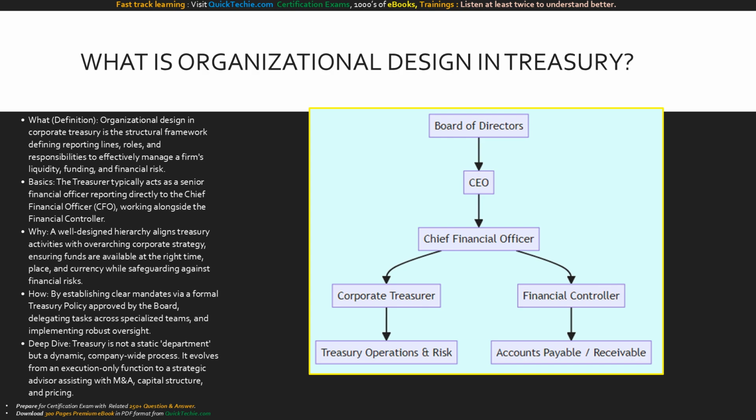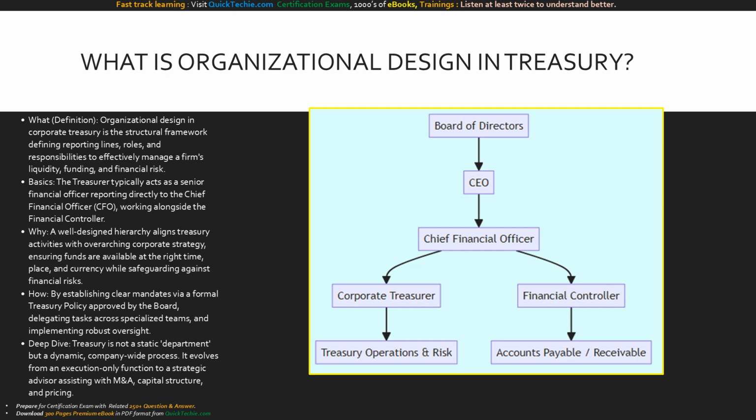Why do we need a strict design? Because handling billions in global transactions requires an ironclad framework to ensure the right currency is in the right place at the exact right time. How we do this is by establishing a board-approved treasury policy that clearly delegates responsibilities. In our deep dive today, you'll see that treasury is no longer just a back-office execution hub. It is a strategic advisor to the business, guiding major decisions like mergers and acquisitions and global expansion.